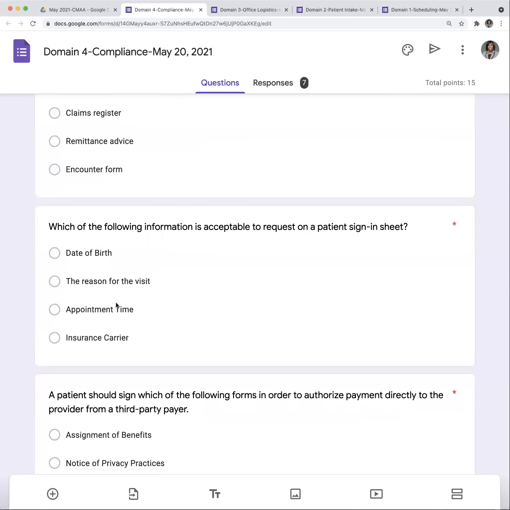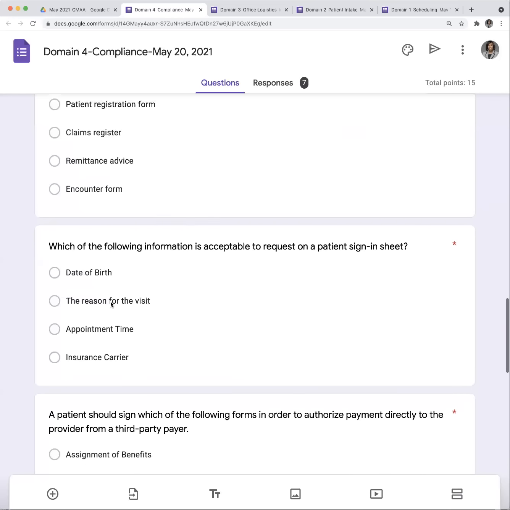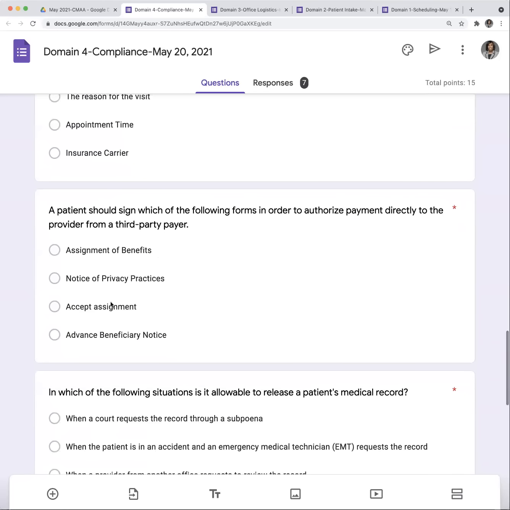Which of the following information is acceptable to request on a patient sign-in sheet? The appointment time, because that right there is not tied to anything. A patient should sign which of the following forms in order to authorize payment directly to a provider? We talked about this a little while ago. Assignment of benefits. So they're saying that the money should come to us and not to them.